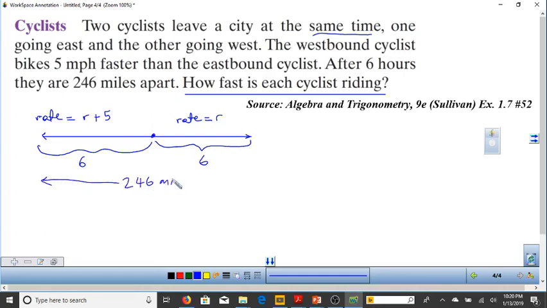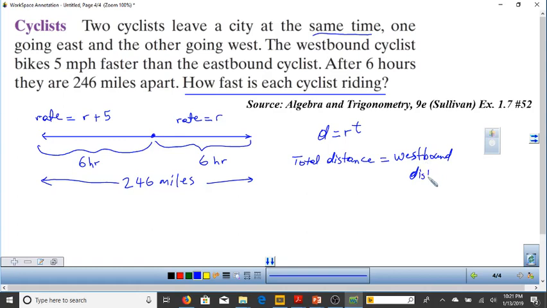So now once we see this, we can say, oh, it's a distance is equal to rate times time problem, or speed is equal to velocity times time. So the total distance is pretty simple to see from the graph here. It's the distance is the westbound distance. And I apologize for my writing here. It's not very clear penmanship. Westbound distance plus eastbound distance.